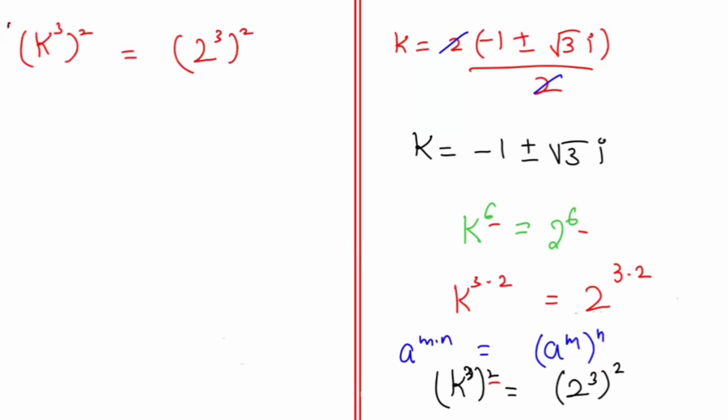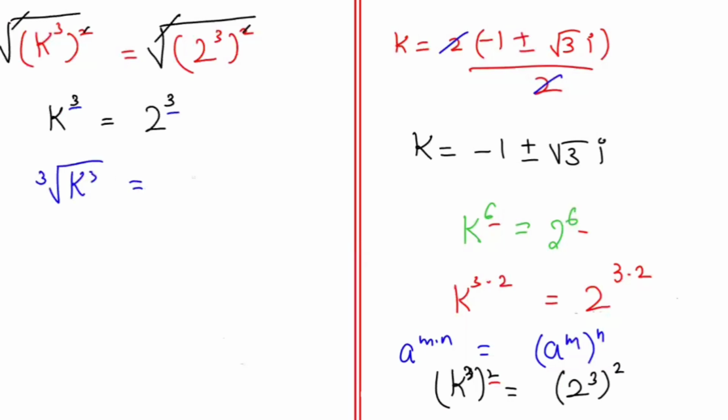Here I am going to take root both the sides. Here this and this get cancelled. So here k cube is remaining is equal to, here this and this get cancelled, 2 to the power of 3 is remaining. Now again, I want to remove the cube here. So I'm going to take cube root both this side. So here this and this get cancelled. This and this get cancelled. So here I will get k is equal to plus minus 2.